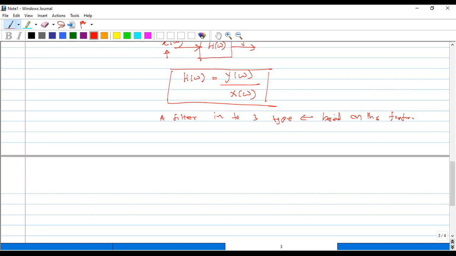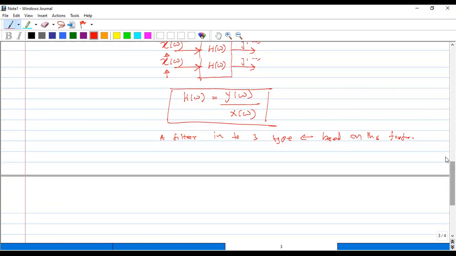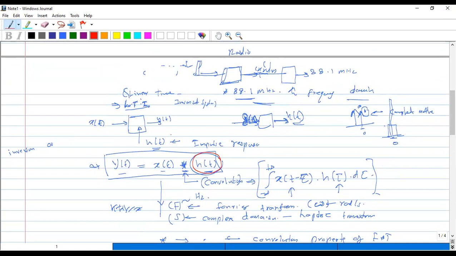With the implementation, if we are using analog or digital components, you can classify a filter as analog filters or digital filters. And based on the impulse response h(t), you can divide the filter into another two.